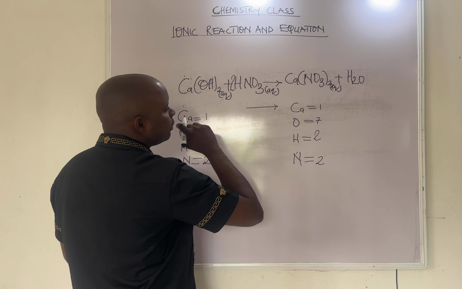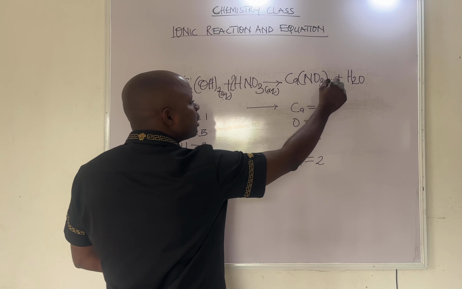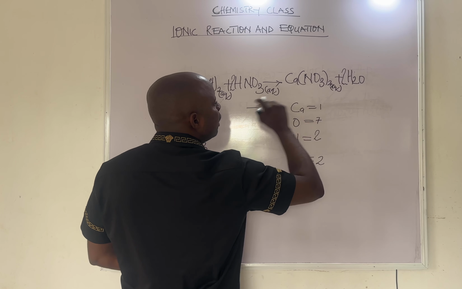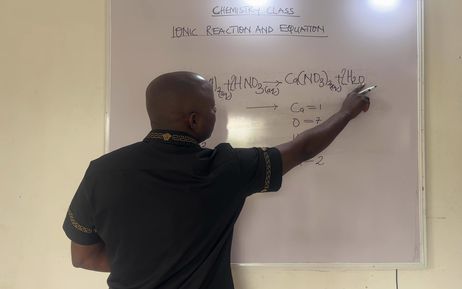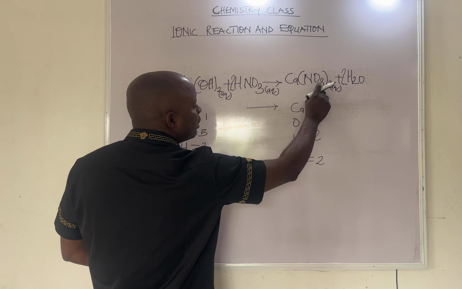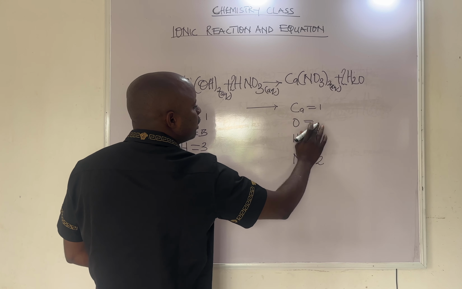So here, what can we do? Here, let's add 2 here. We should add here 2 times 1 here is 2 oxygen. Oxygen is 2 here plus this, we have 6 here, that is 8 oxygen.